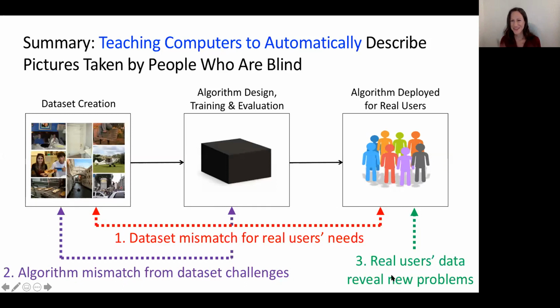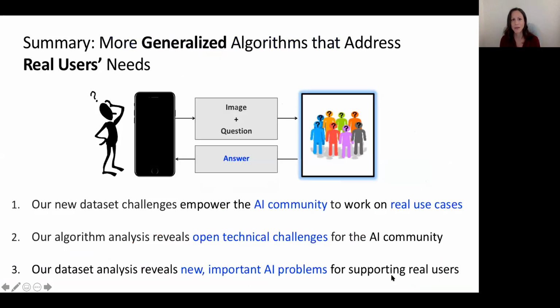So that concludes what I wanted to present today. Again, we talked about the issue of the dataset mismatch for real users' needs. We talked about the issue of the algorithm mismatch from dataset challenges, and also new problems that emerged from real users' data. So I'll leave you with some thoughts about where we think this work helps the community. We believe our new dataset challenges empower the AI community to work on real use cases. Our algorithm analysis reveals open technical challenges for the AI community. And our dataset analysis reveals new important AI problems for supporting real users.